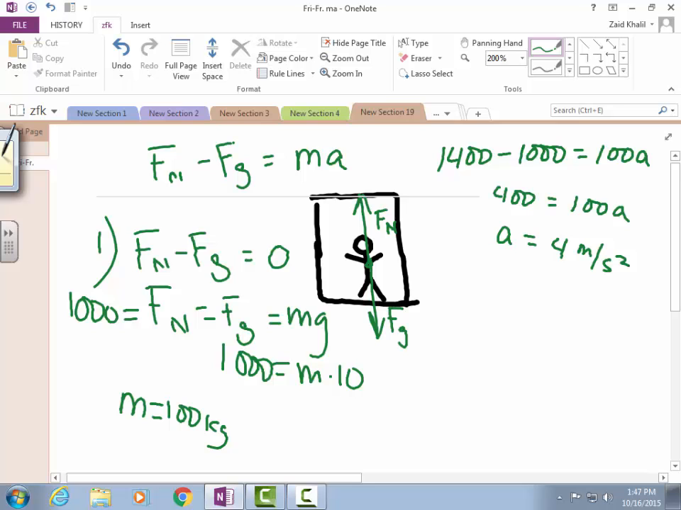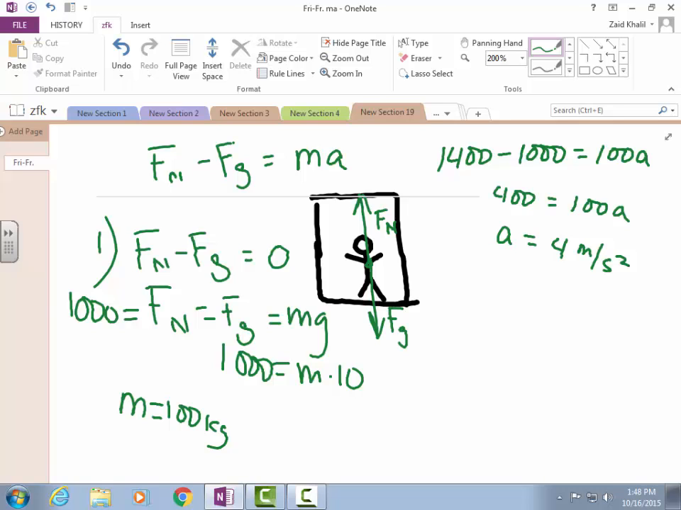Then what? It goes at a constant velocity, right? Notice when it's at a constant velocity, what does that scale say? It says 1,000 newtons, right? It doesn't tell you it goes at a constant velocity. It just tells you that the scale reads 1,000 newtons. Well, the fact that the scale reads 1,000 newtons tells you what? Acceleration 0, therefore constant velocity.